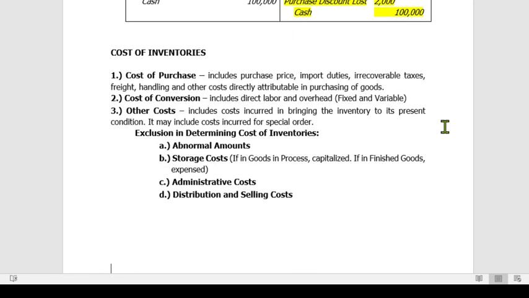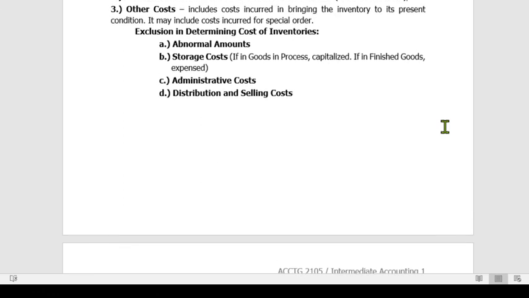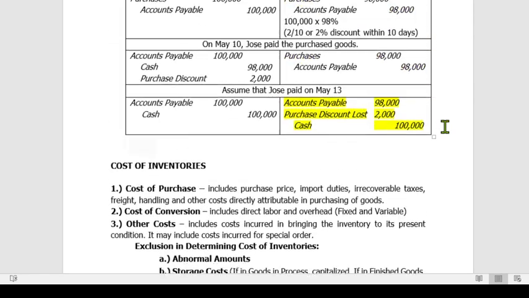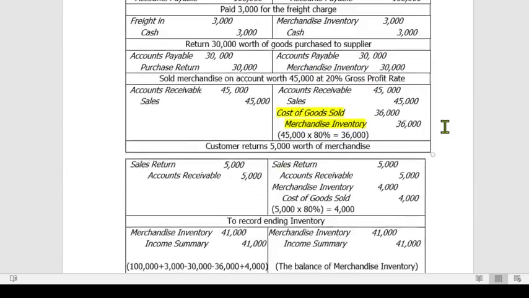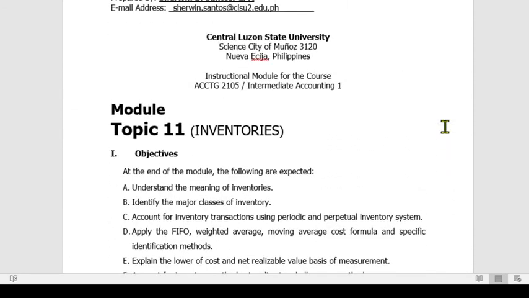So meron dyan yung exclusions in determining the cost of inventories: the abnormal amounts, the storage cost, the administrative cost, and the distribution and selling costs. So later on, we will have a more in-depth analysis of some of these items because module 11 is an introduction, or a backgrounder, on your inventory. So I think that ends the discussion on module 11 inventories. There are succeeding modules related to some of the details in the computation of inventories. So thank you.